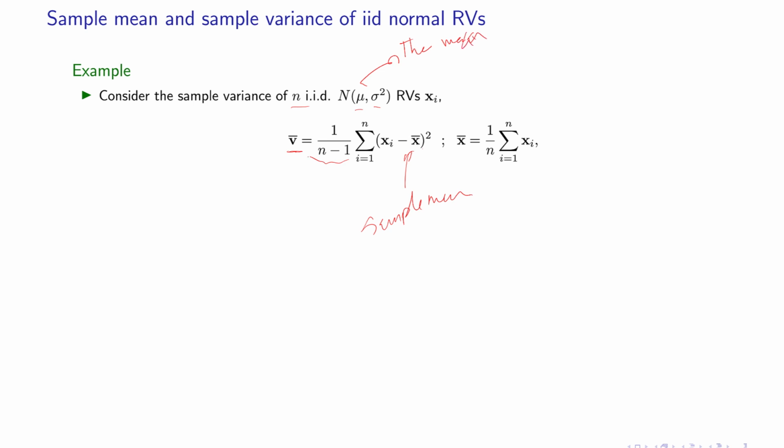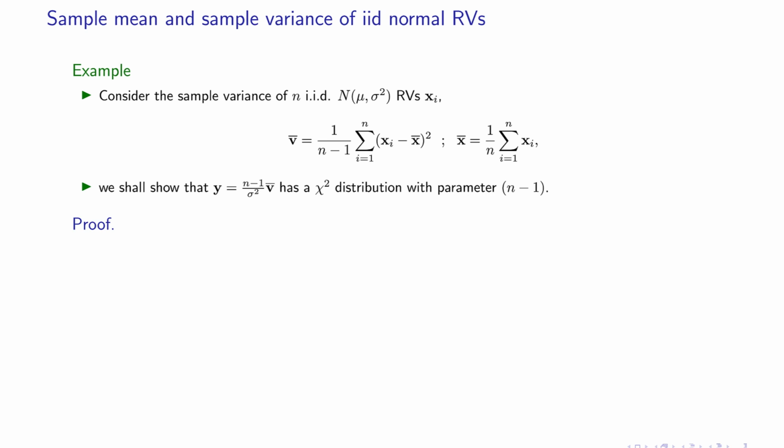This 1 over n minus 1 instead of 1 over n is because you don't have the true mean, and this is the sample mean. The sample mean is just you average your data, divide by n. This gives you an unbiased estimator of the mean, and this gives you an unbiased estimator of the variance. So we want to prove that if you normalize the sample variance by n minus 1 divided by sigma squared, it will have a chi-square distribution with degree n minus 1.